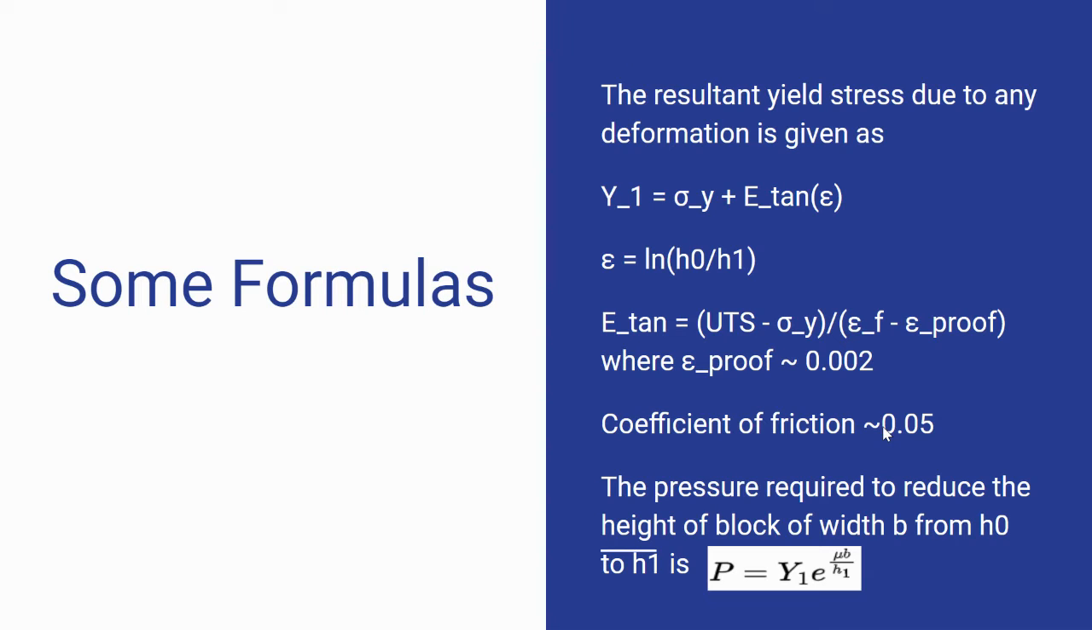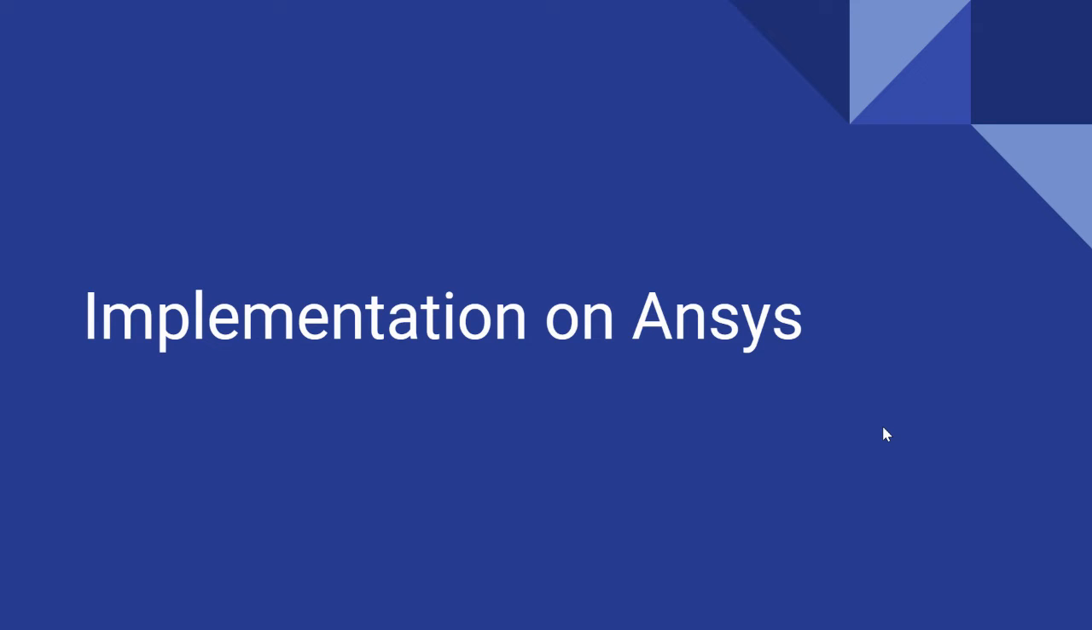The average pressure required to reduce the height of a block of width b from h0 to h1 is given by p equals y1 times e raised to the power mu b upon h1, where mu is the coefficient of friction, h1 is the final height, and b is the width. So, implementation on ANSYS.